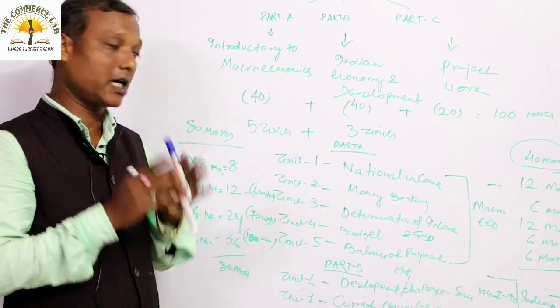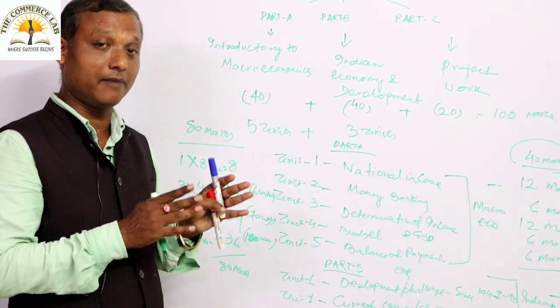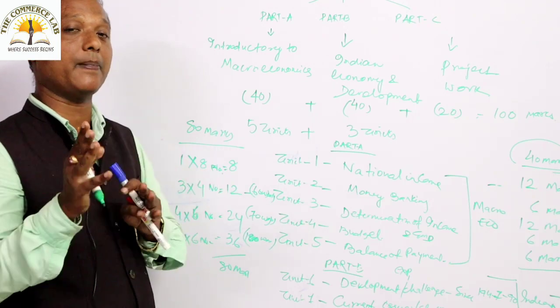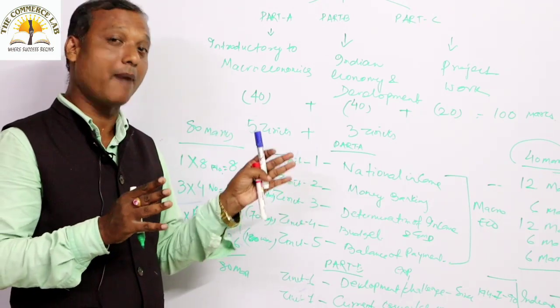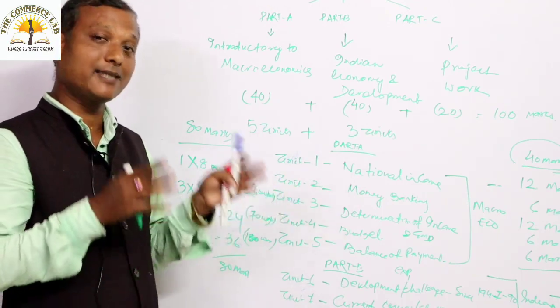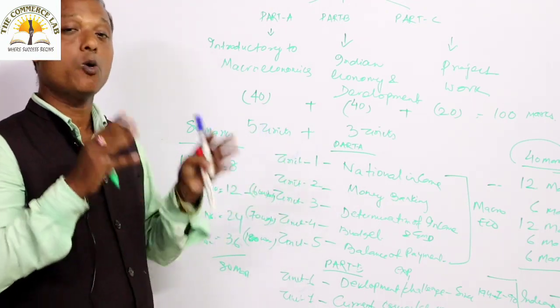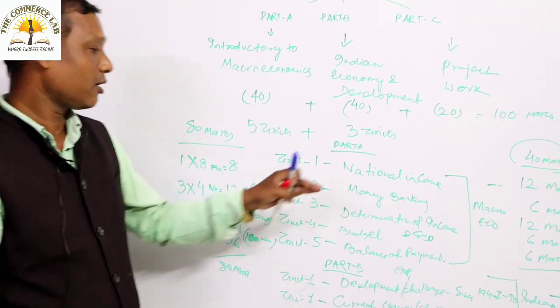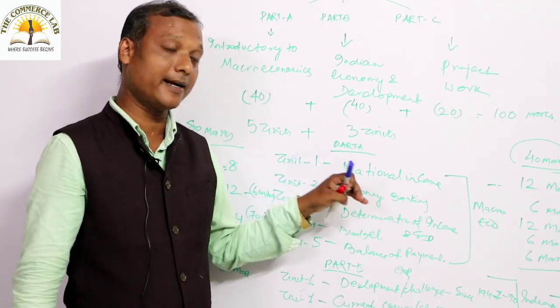For example, if you are talking about national income in macroeconomics, then we are talking about the entire income of the country. When you are talking about consumption in macroeconomics, it means we are talking about the whole consumption. When you are talking about savings, it means we are talking about the total savings of the economy. Understood?